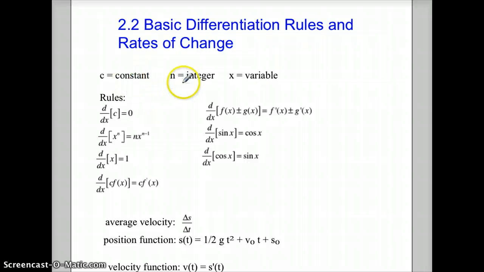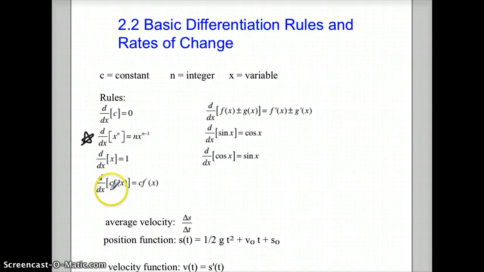C represents a constant, n is an integer, a number, positive, negative, 0, and x is a variable. If you want the derivative, remember this is the notation for the derivative of whatever's inside of here. The derivative of a constant is just 0. That's like the last 2 examples we did. And this is the biggie we're going to use a lot: the derivative of x to a power. You take that power and put it out in front as a coefficient, and you subtract 1 from the exponent. The derivative of x is just 1. We did that on the very first example.